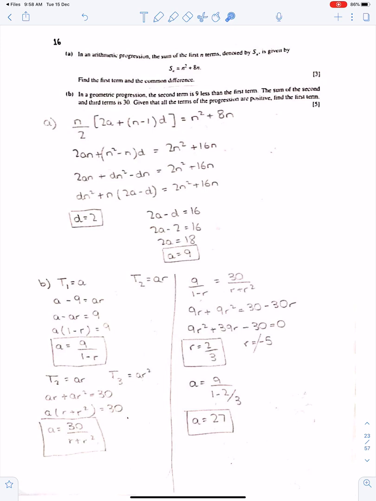Now this is the second way, the other way. And I think this method is easier than the first method. Get the value of S1. It will be 9 from this equation. Then get the value of S2. This will be, I guess, 4 plus 16, 20. So S2 minus S1 is 20 minus 9 makes 11.